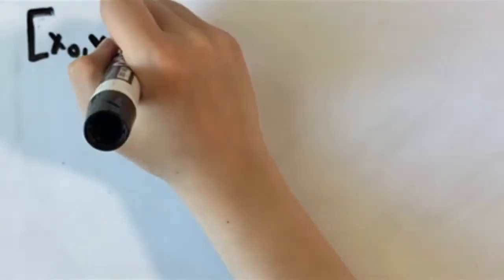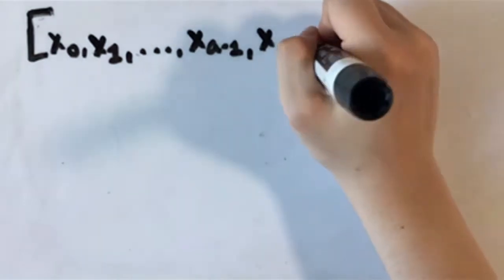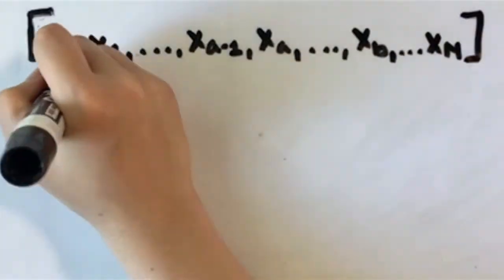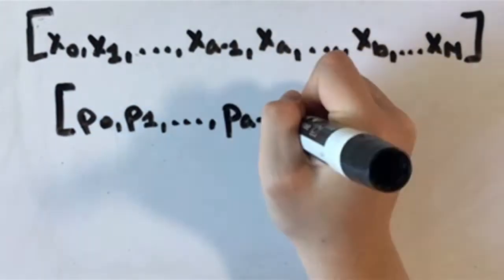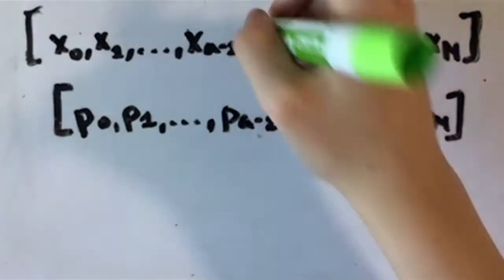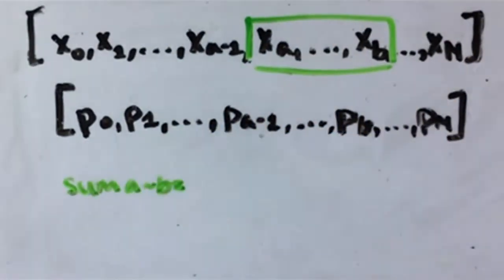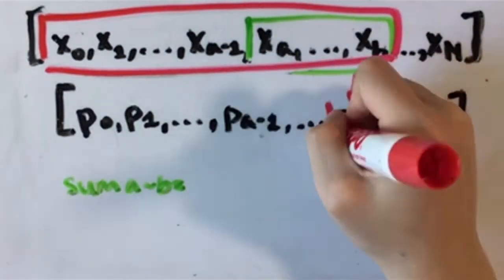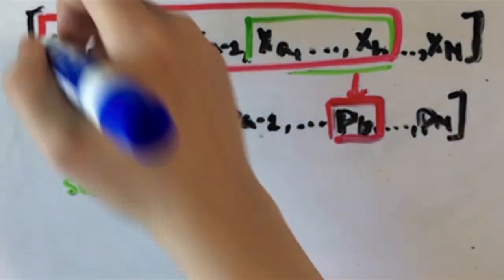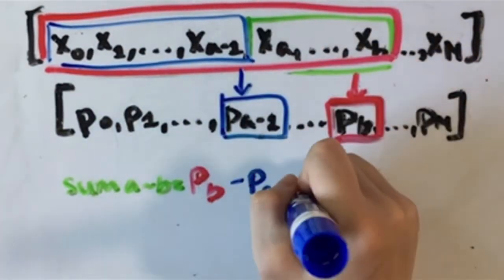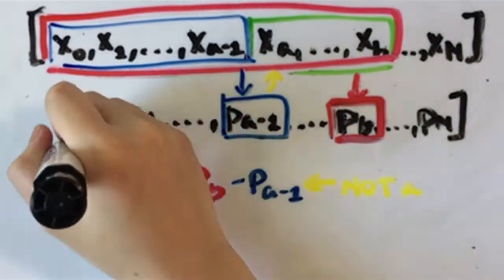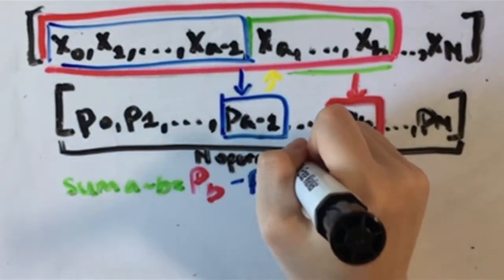Now, to calculate the sum of the numbers between indexes a and b, we can simply take the sum from 0 to b and then subtract that by the sum from 0 to a minus 1. In other words, we can take the prefix sum of b and subtract that by the prefix sum of a minus 1. Keep in mind that we do not want to subtract a from our sum.